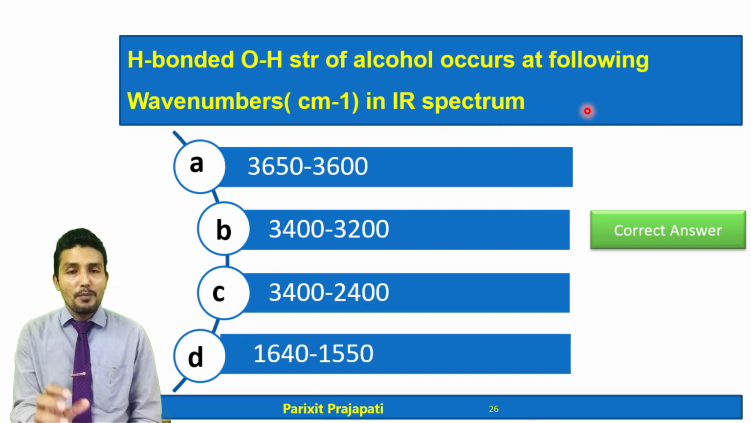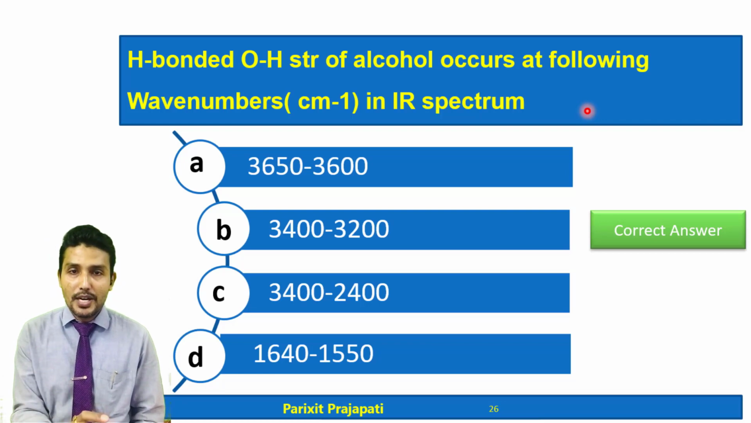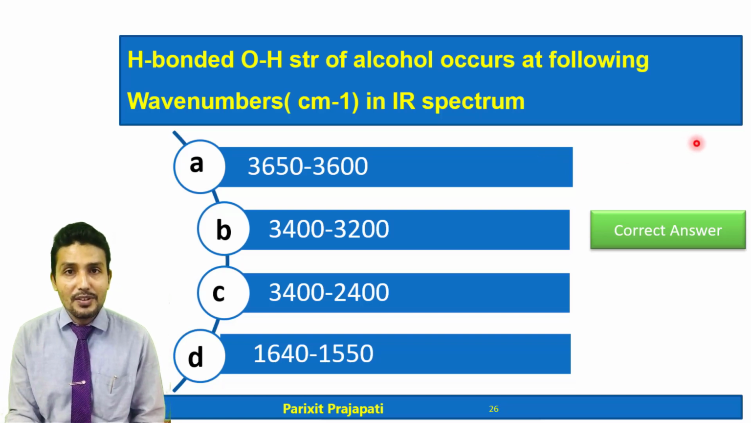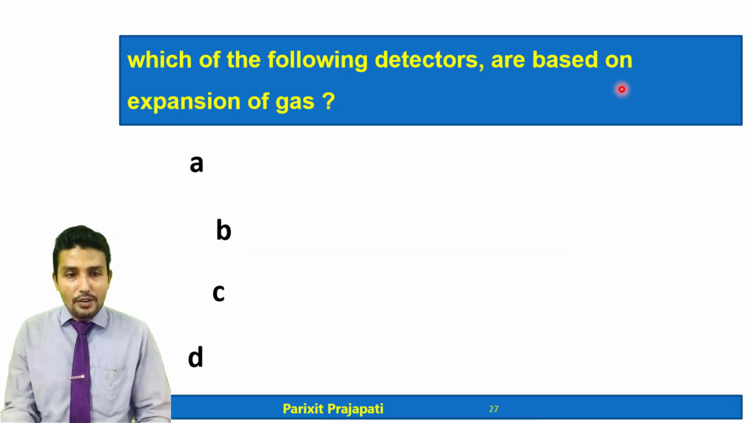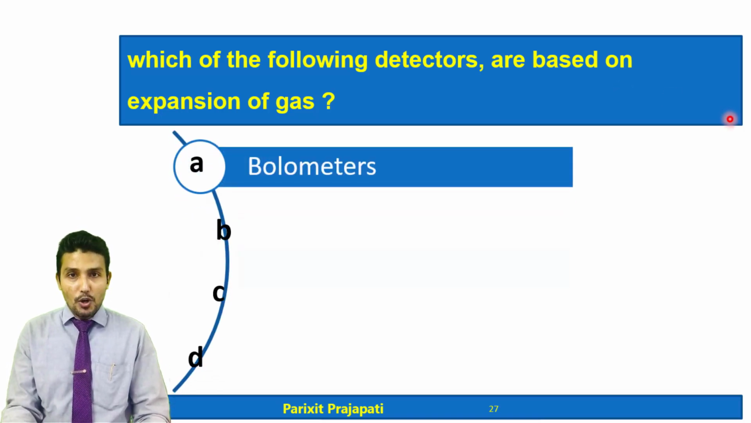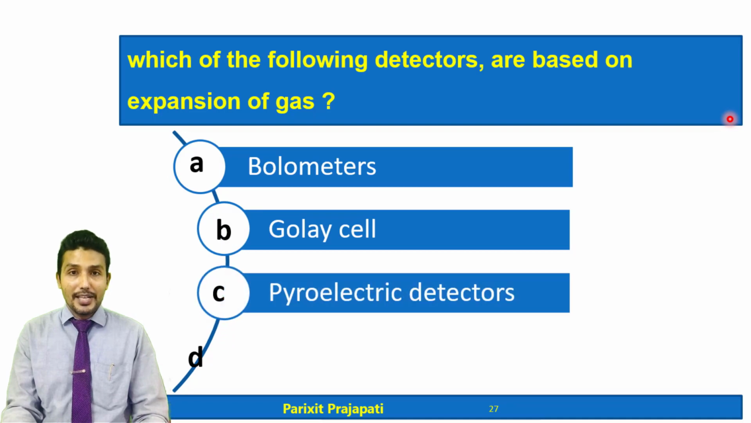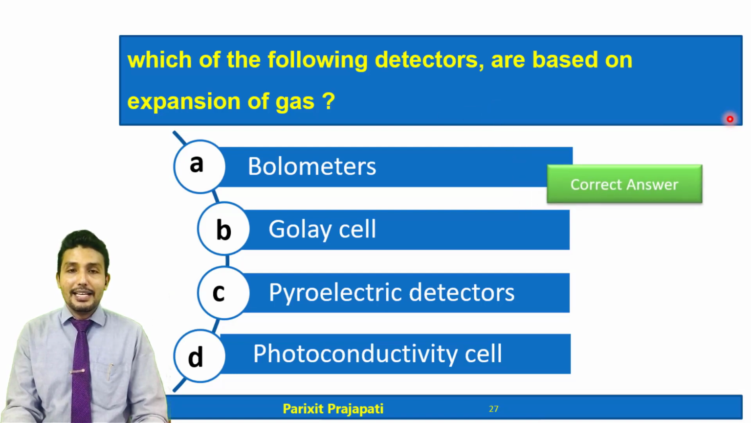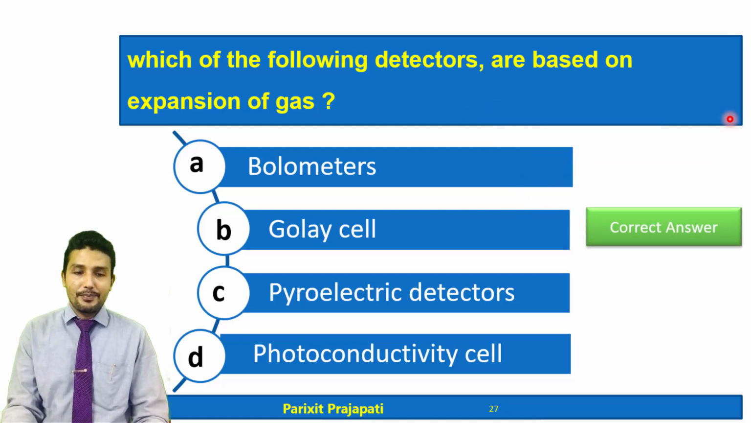An OH group may be hydrogen bonded or free OH. If it is free OH, it will occur at 3650 to 3600 centimeter inverse. But if it is hydrogen bonded, then it will occur at 3400 to 3200 centimeter inverse. Which of the following detectors are based on expansion of gas? Bolometers, Golay cell, pyroelectric detectors, and photoconductivity cell. The correct answer, based on expansion of gas, is Golay cell.